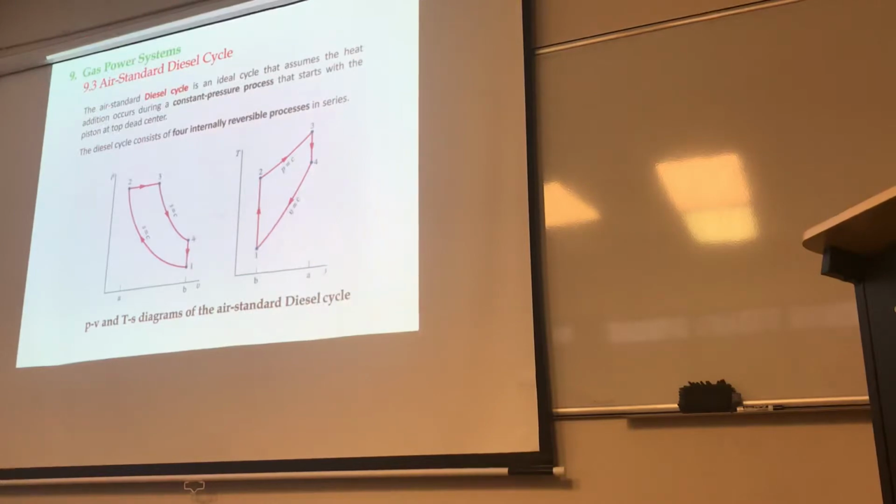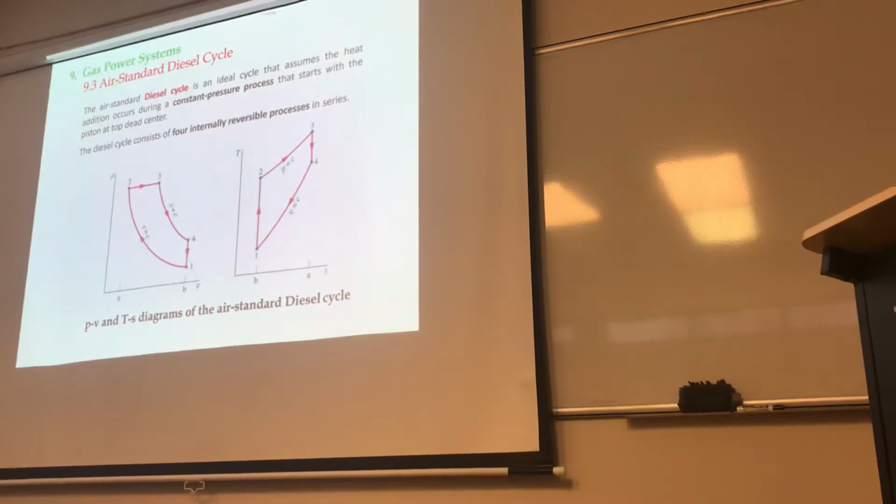So it assumes that the heat addition occurs during a constant pressure process. Why? Because really the combustion is created as soon as you heat to very high pressure, right? Then combustion occurs. So it kind of makes sense to say that it's occurring at constant pressure. That starts with a piston at the top dead center. The diesel cycle consists of 4 internally reversible processes. So on a PV diagram, obviously constant pressure, here isentropic, here constant volume heat rejection, right? Isentropic. So again, this is the only difference between the 2.